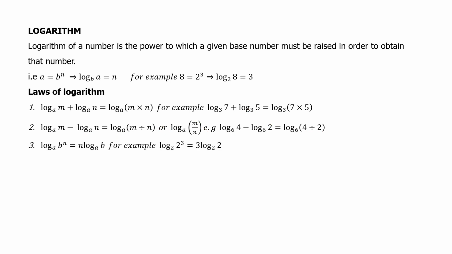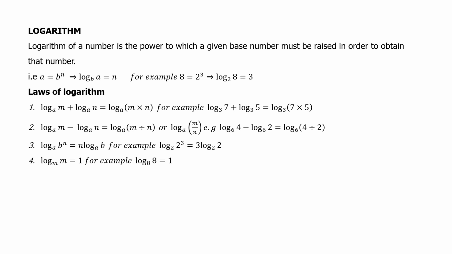When we go to the third one there, log of b power n base a, the power here is going to somersault and then comes there as n times the log of b base a. An example, 2 power 3. So the 3 is going to somersault and then comes there on the next step, which is 3 times log of 2 base 2. Now we go to the next one.